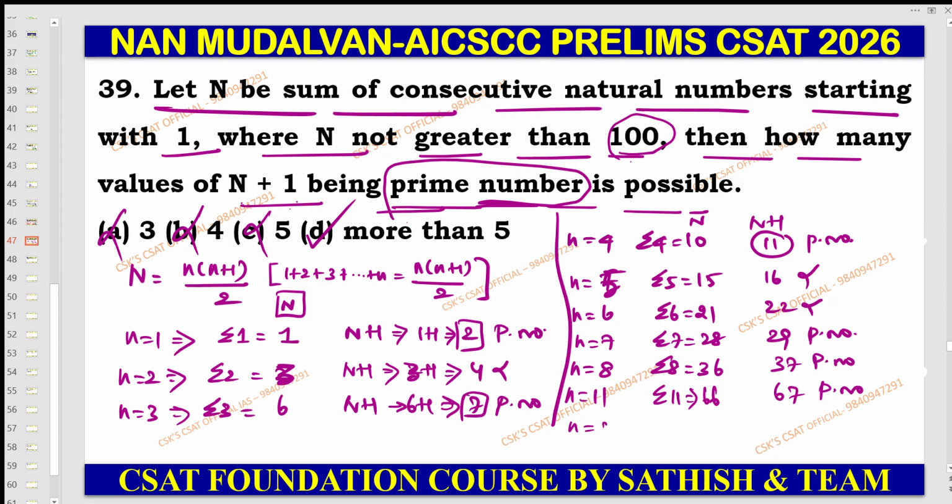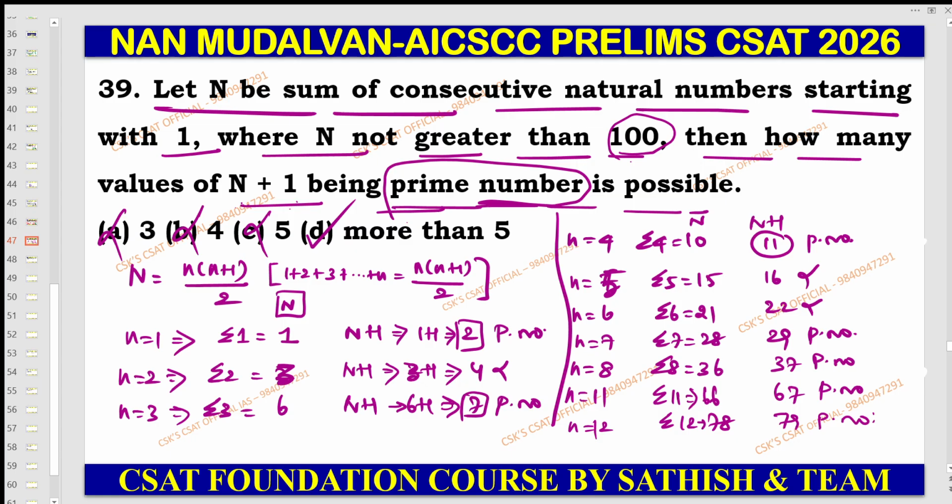If you want exactly, let me give you another one also. N is equal to 12 also possible. Summation 12 is nothing but 78. 78 plus 1, 79, also a prime number. Just for knowledge purpose I am giving you this. 14 not possible, right.